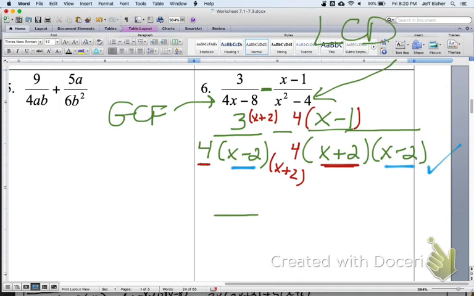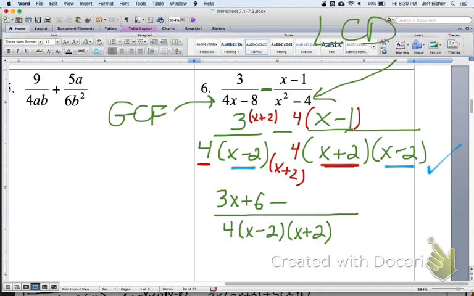So let's organize this. In our denominator, we have 4 times x minus 2 times x plus 2. And in the numerator, we have 3 times x plus 2. So if I distribute, that would be 3x plus 6 minus 4x. So that's a minus 4 times x is minus 4x. And then minus 4 times a minus 1 is a plus 4. Be careful to distribute the negative.